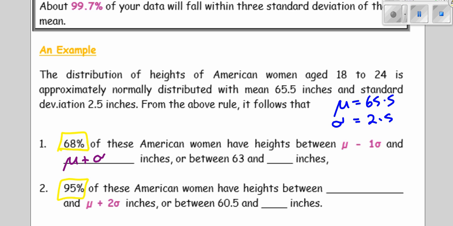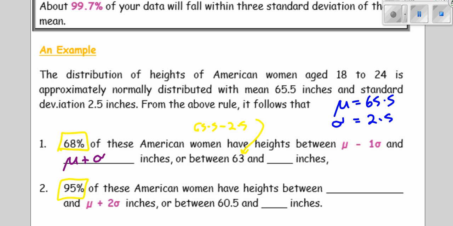So the mean height of the women is 65.5 inches. 68% have heights that fall between the mean plus or minus the standard deviation. You'll need to either calculate it in a previous question or they'll tell you it. So in this case, 68% fall within the mean plus 1 standard deviation or the mean minus 1 standard deviation. The 63 came from here, the mean minus 1 standard deviation: 65.5 minus 2.5.